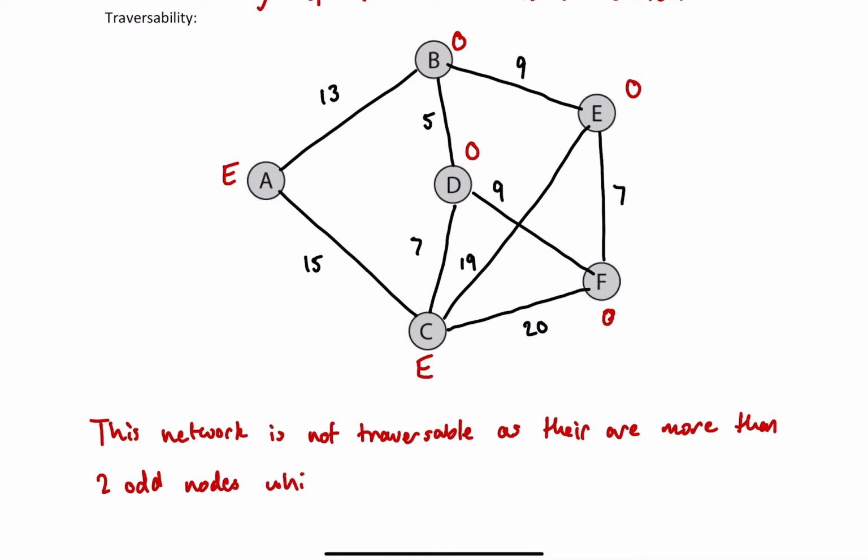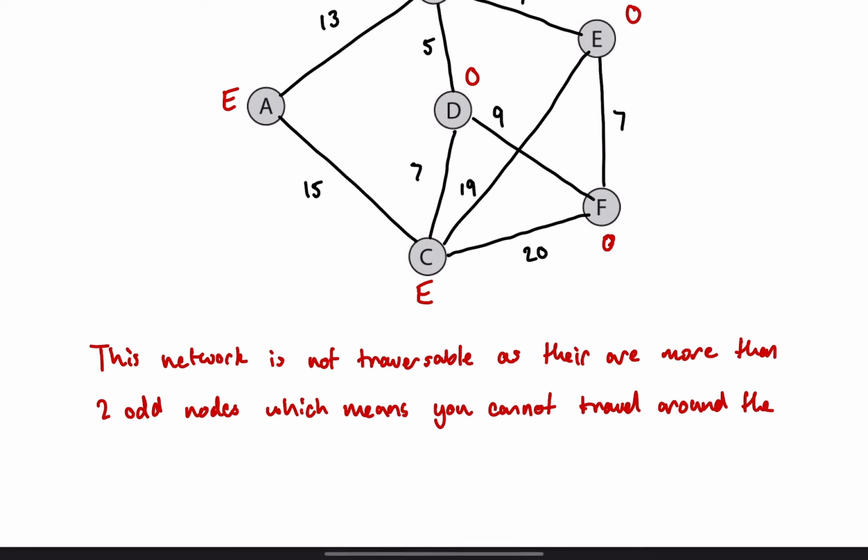which means, and this is where you'd say it in context, so you can't travel along every road exactly once, but we're going to say it in abstract, which means you cannot travel around the diagram or around the network going along each edge only once. Okay?